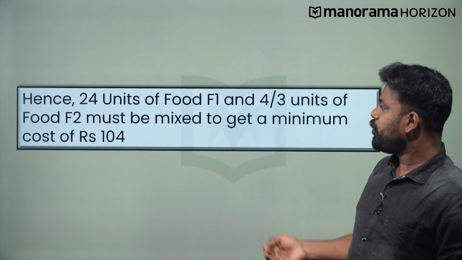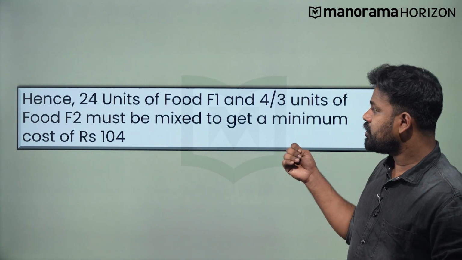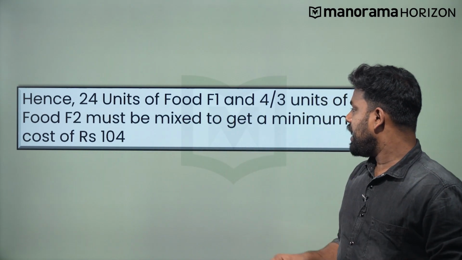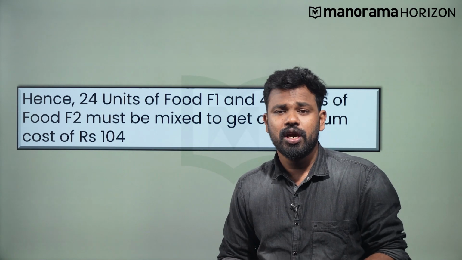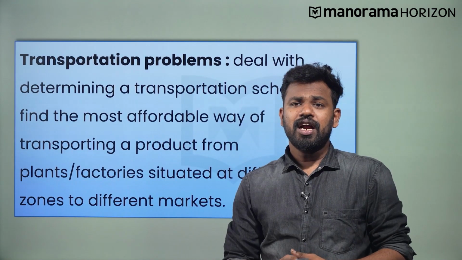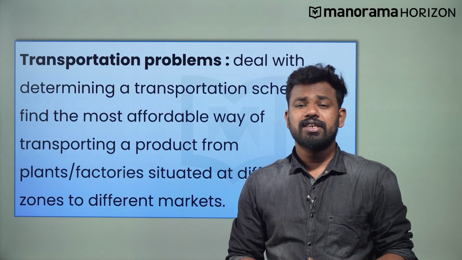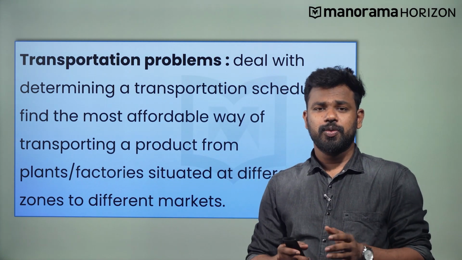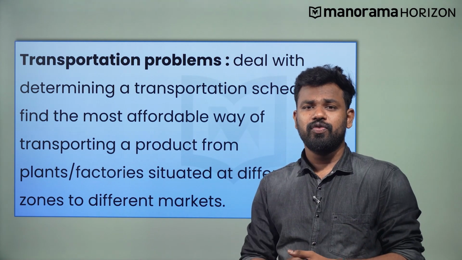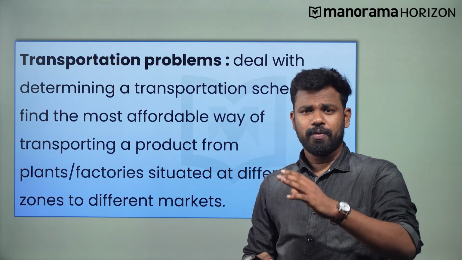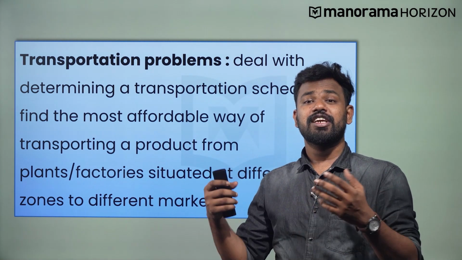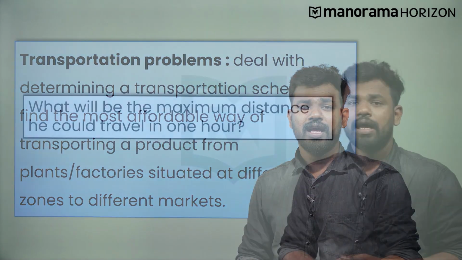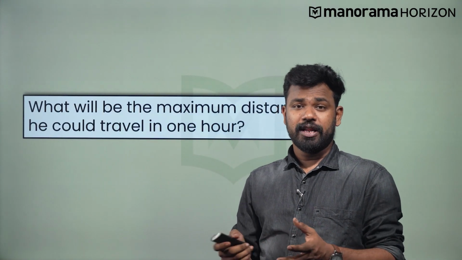So hence 24 units of food F1 and 4/3 units of food F2 must be mixed together to get a minimum cost of rupees how much? 104. Now let's start with the third type of problem, which is a transportation problem. Transportation problems deal with determining a transportation schedule to find the most affordable way of transporting a product from plants or factories situated at different zones to different markets. Let me exemplify which will help you in better understanding.